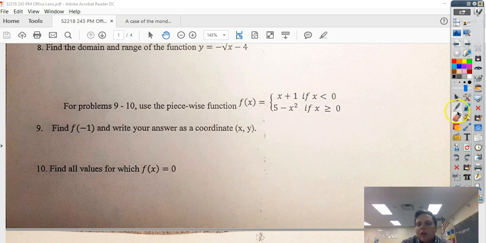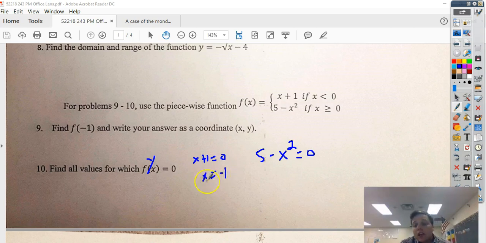Okay? So now let's move on to our next problem, problem number 10. Find all the values for which f of x is equal to 0. So this one's saying, where does y equal 0? Well, you have 2 pieces here. So you need to set both of these pieces equal to 0 and solve for x both times. Okay, so we're solving for x here, so x is going to equal negative 1.